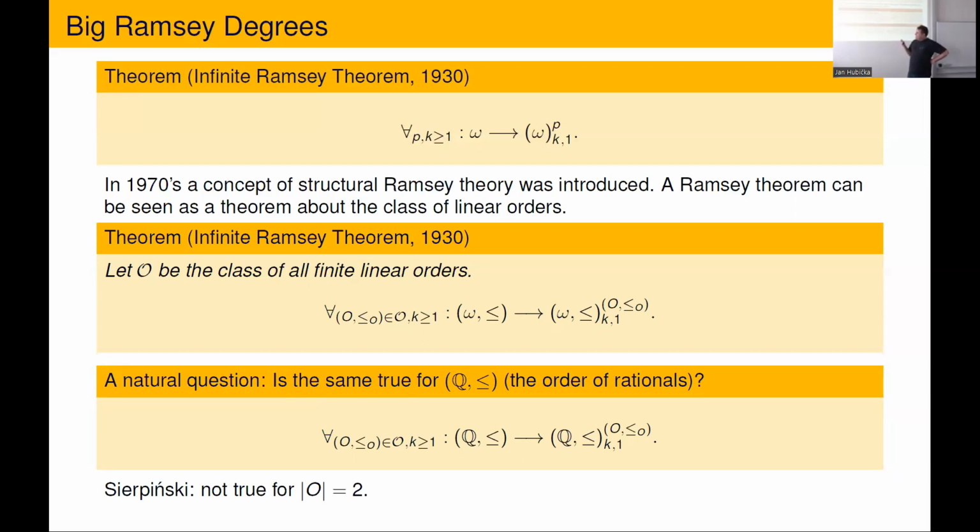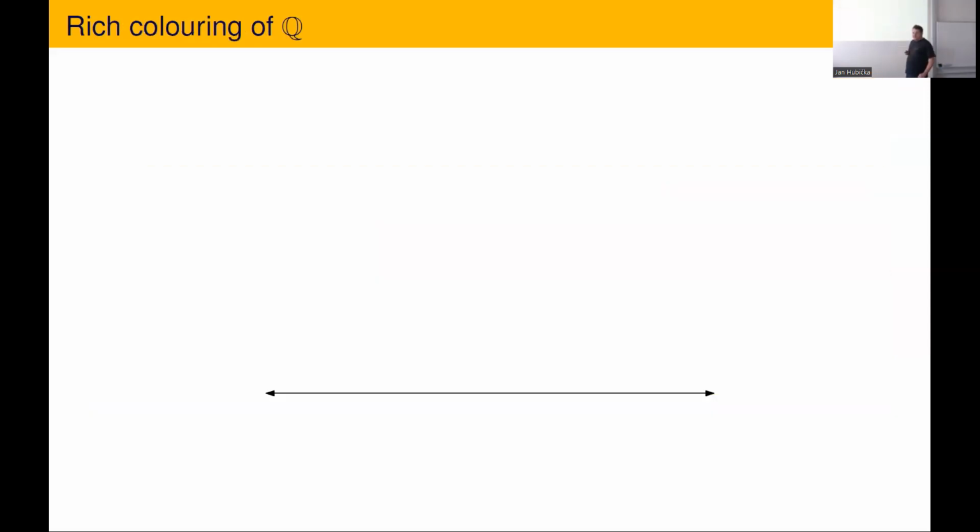Yeah. And Sierpinski, who is famous for the fractal shapes, has actually found that this is not true if you are coloring pairs. So he was able to find a coloring of rationals which has the property that every copy of rationals inside of rationals is having 2 colors. And how can such a coloring be made?